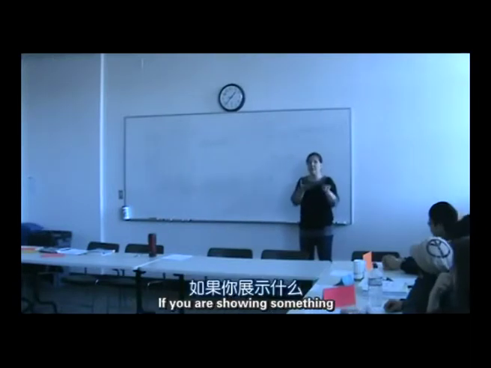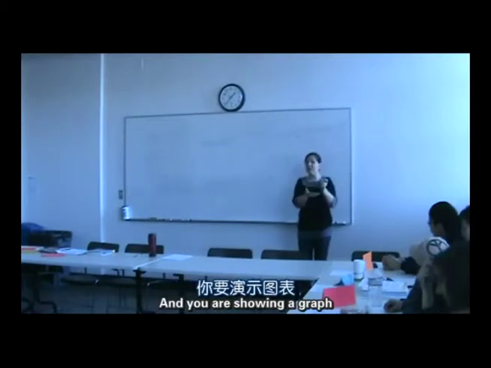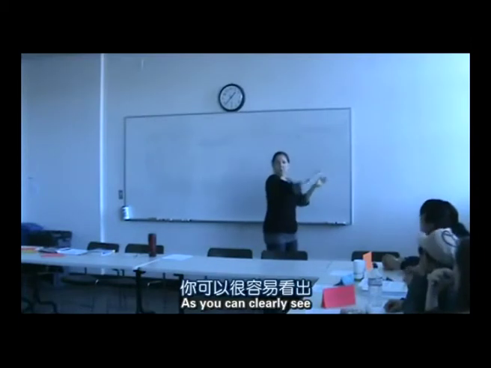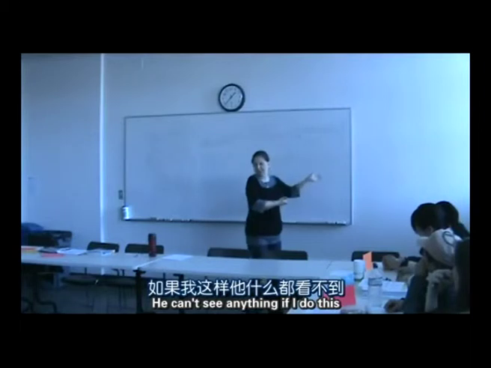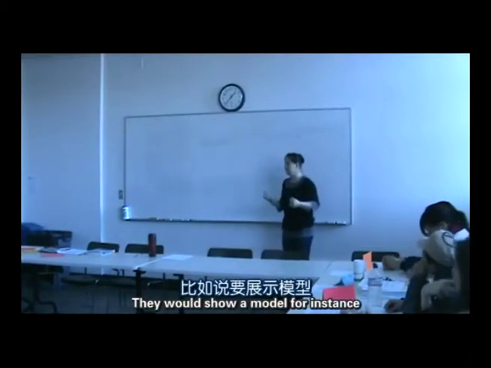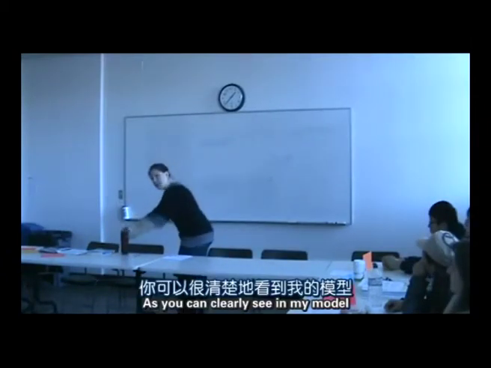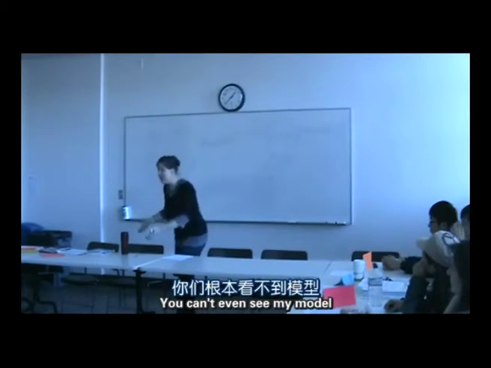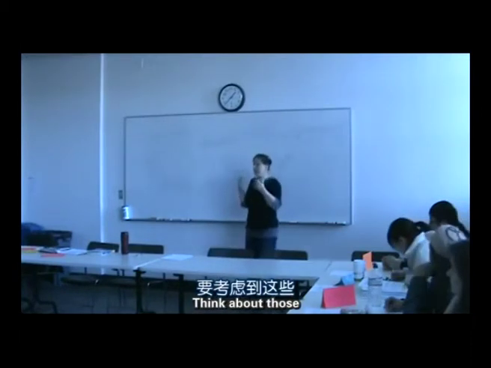The other thing to remember, if you're in a smaller room, let's say, and you're showing a graph or something that you're physically holding, don't do this, as you can clearly see, because Josh can't clearly see. He can't see anything if I do this. And people do that sometimes. They would show a model, for instance, and put this model over here. As you can clearly see in my model, and then you can, but you can't. You can't even see my model. Those are important. Think about those.